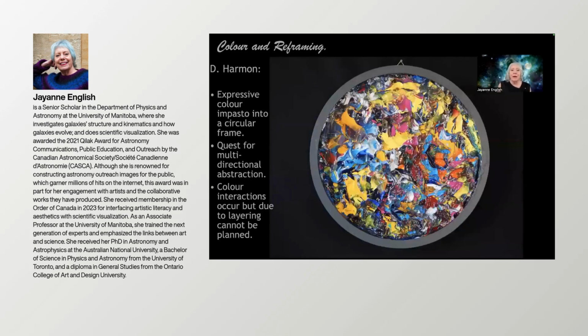And then one didn't have to do something very complex, let's say. Instead, they could do a very simple reframing of painting or color. And this was a quest by Harman to have created multi-directional abstraction, and the use of impasto meant that the color interactions could not be planned ahead of time.